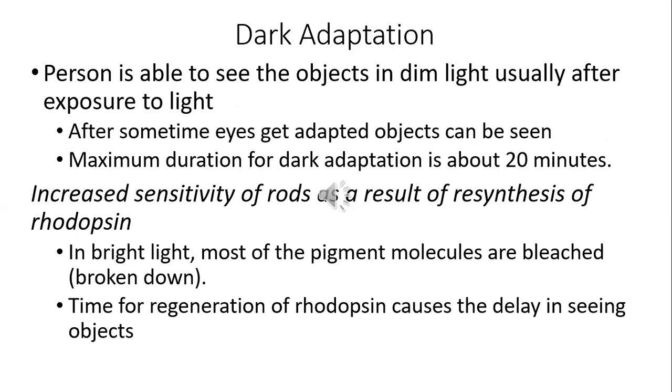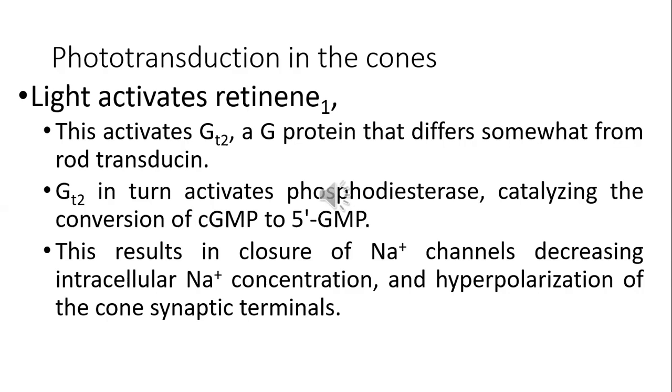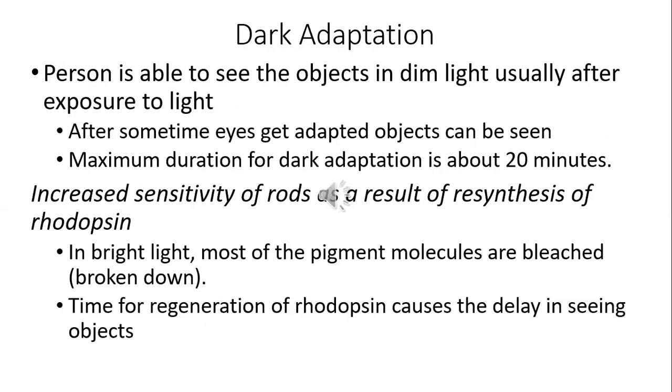So basically it's almost the same thing. The only difference has to do with how light activates retinene 1. Now, dark adaptation. A person is able to see objects in dim light, usually after exposure to light. After some time, the eyes get adapted and objects can be seen. The maximal duration for dark adaptation is about 20 minutes.